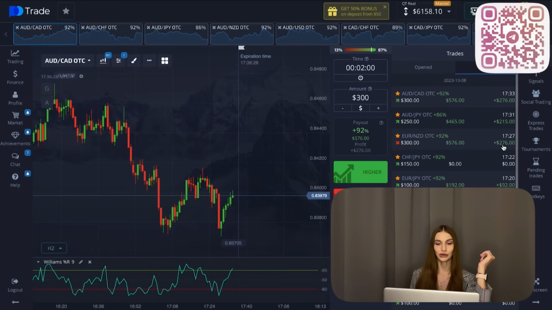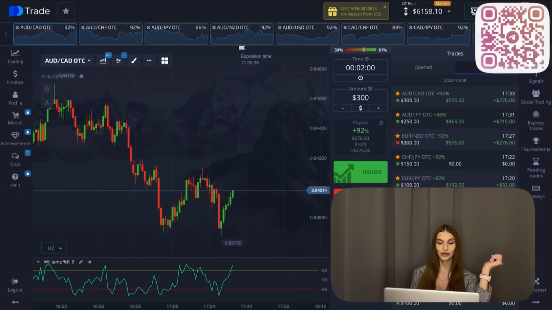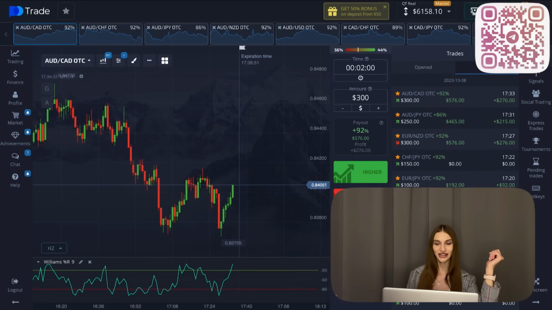The win rate for today's trading session is 80%. This is a very good result when trading this strategy on OTC pairs. I wanted to show you this strategy today so that you can make sure that with its help you can confidently, without much risk, trade on weekends or after the market close when only OTC pairs are available. This trading strategy has a very good win rate at a distance.